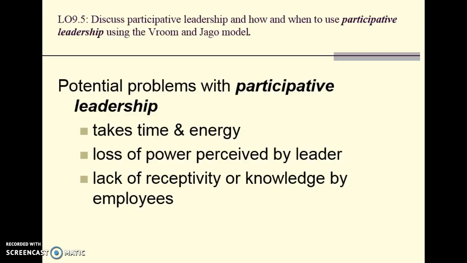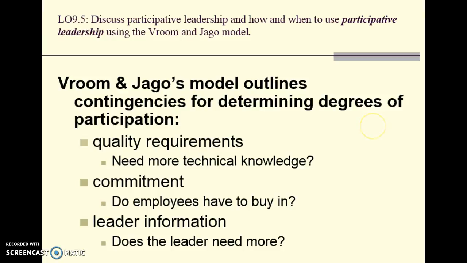Potential problems with participative leadership: it takes time and energy, there is loss of power perceived by the leader, and there may be lack of receptivity or knowledge by employees. Vroom and Jago's model outlines contingencies for determining degrees of participation.